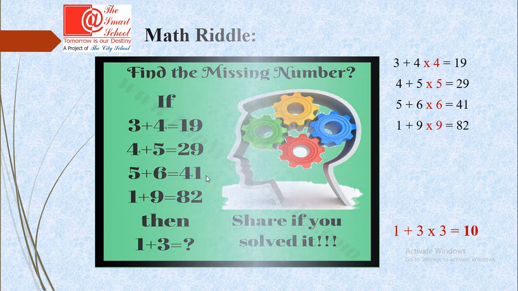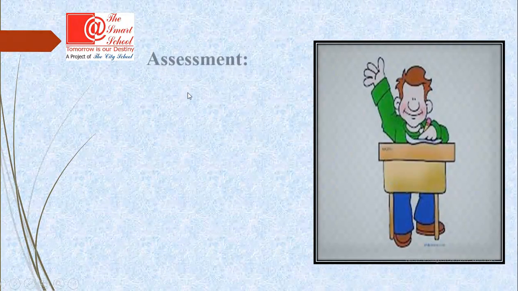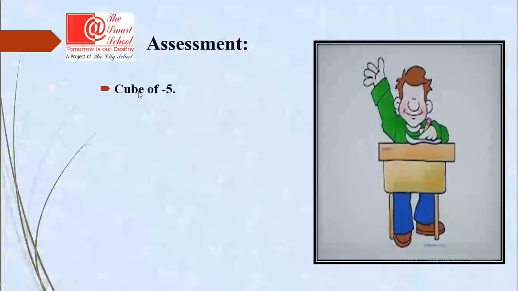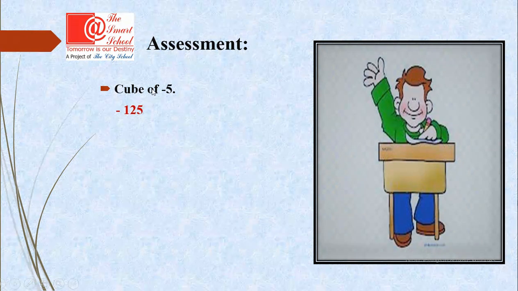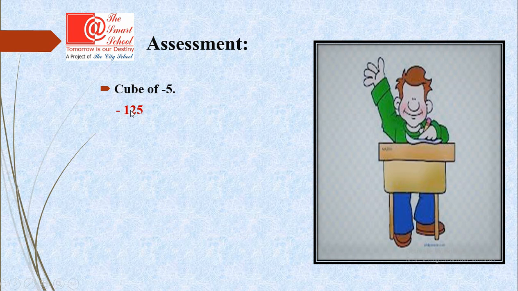Now, a small assessment. Now, the cube of minus 5. You can write the answer in your notebooks and then check what the answer is. Yes, it is minus 125. So just note it: this is a negative number and the answer is also a negative number. This is an odd number and the answer is also an odd number.